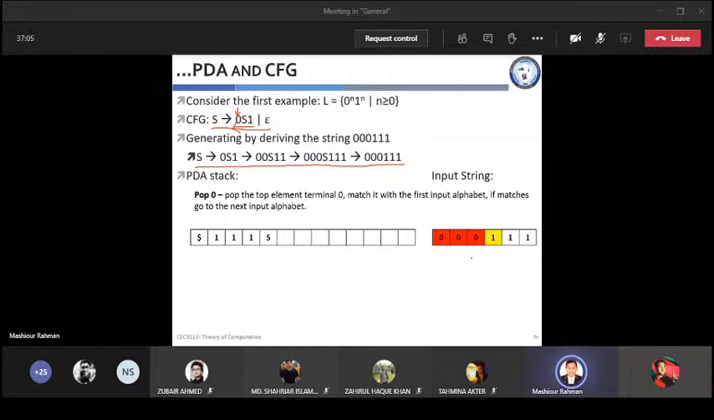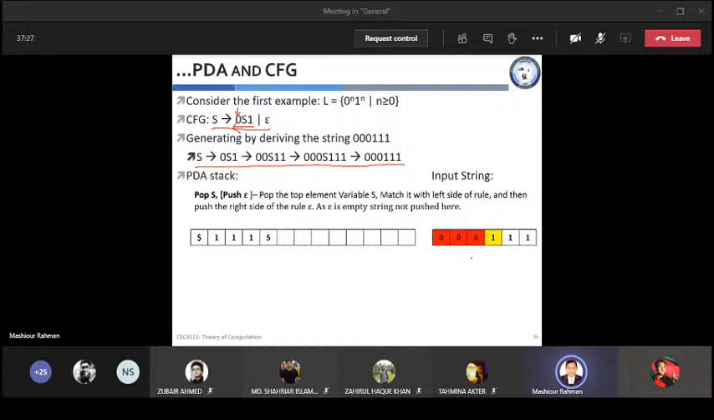Because the input is 1, and if I push 0, the top element will be 0 and 0 will not match with 1. So obviously I have to choose the second option, that is epsilon. So now we will be pushing epsilon. Now remember, pushing epsilon means that we are not going to push anything. That is what we have learned about PDA.